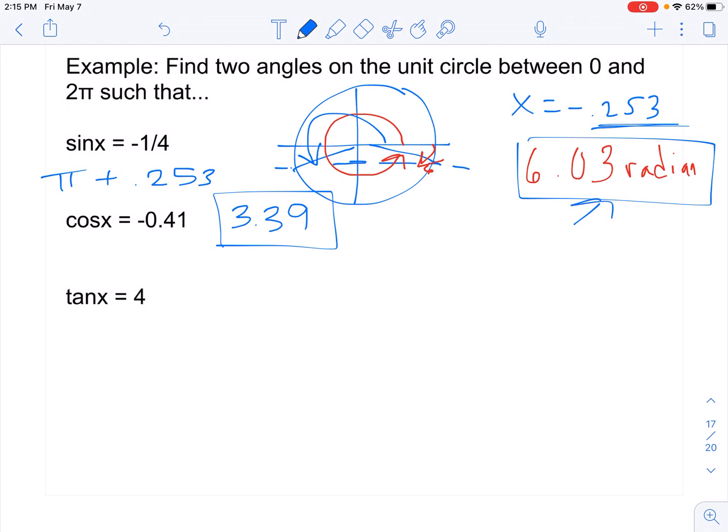This one's in the fourth quadrant, that one's in the third. I really encourage you all to draw the pictures. That will help. Okay, next one.